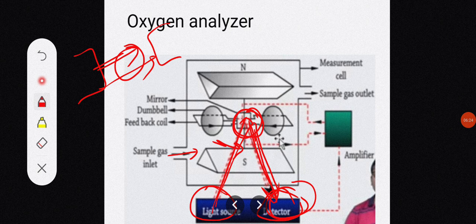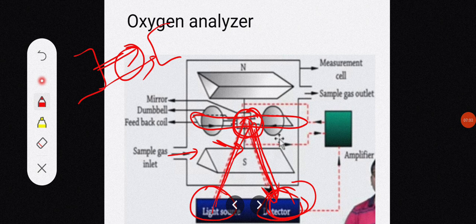In some paramagnetic oxygen sensor designs, an opposing current is applied in a feedback coil. Here you can see there is a feedback coil, and an opposing current is applied in this coil so as to restore the dumbbell to its normal position. This is a null type instrument, and hence it is more accurate. Here the current required to maintain the dumbbell in its normal state is directly proportional to the partial pressure of the oxygen. This current therefore represents the percentage of oxygen in the sample.